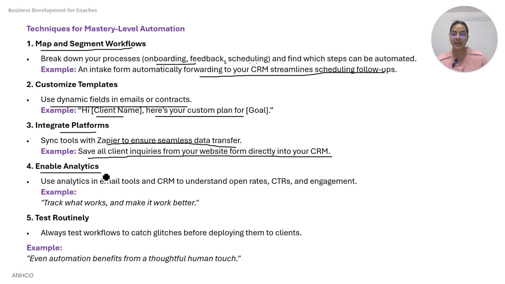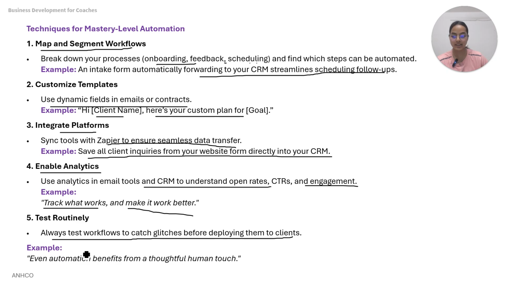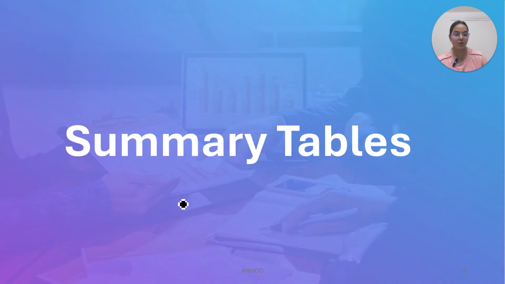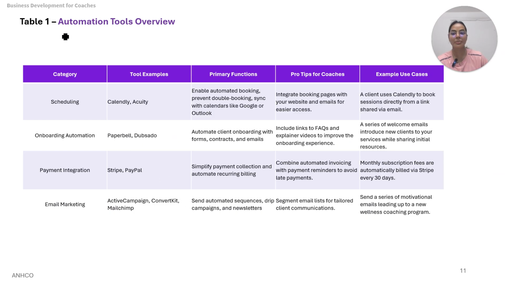Number four, enable analytics. Use analytics in email tools and CRM to understand open rates, CTRs, and engagement. Example, track what works and make it work better. Number five, test routinely. Always test workflows to catch glitches before deploying them to clients. Example, even automation benefits from a thoughtful human touch. Let's have a look at the summary tables. Table number 1 talks about automation tools overflow.